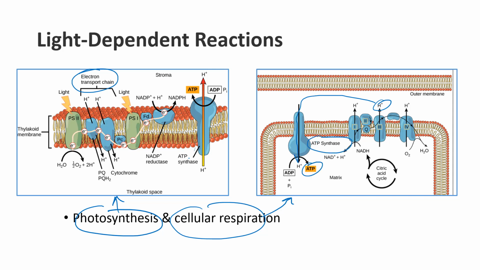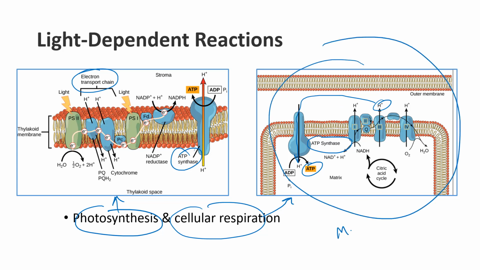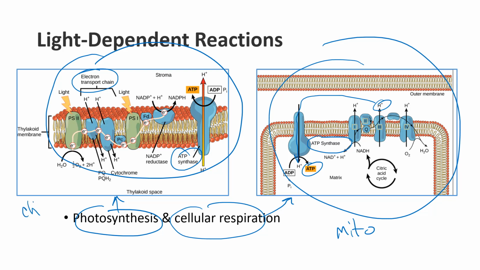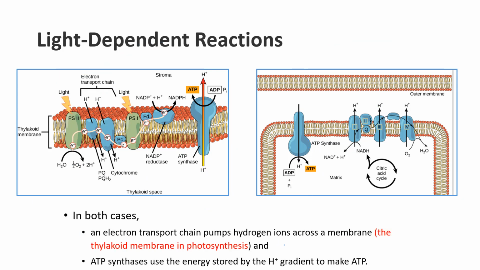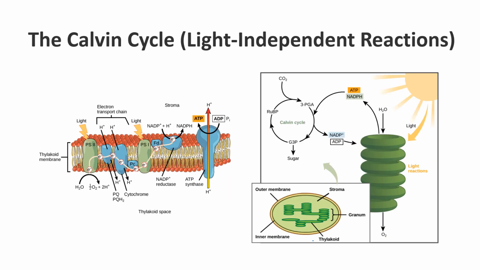You can see all these components over on the left here in the thylakoid membrane as well. Of course, this on the right is the mitochondria. So this is the mighty mitochondria, and this is the thylakoid membrane in the chloroplast, right? Very, very similar processes. But in the case of photosynthesis, we're only halfway done, right?